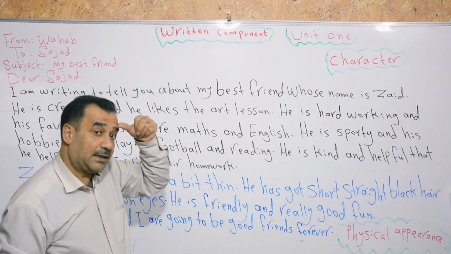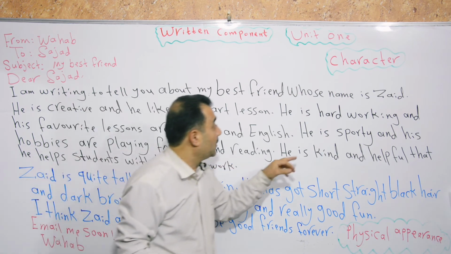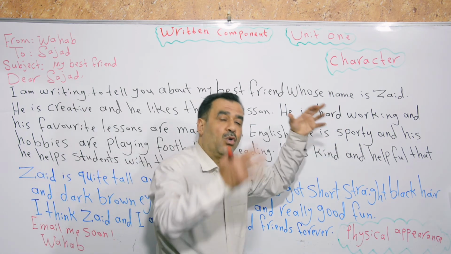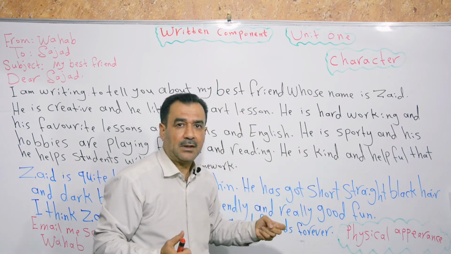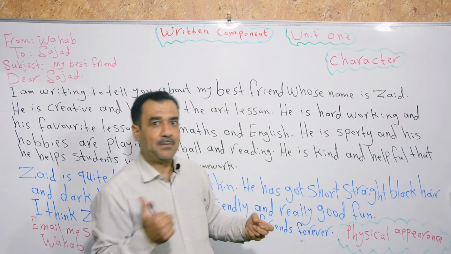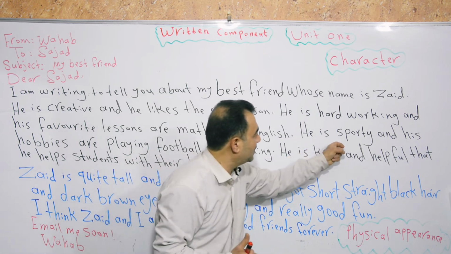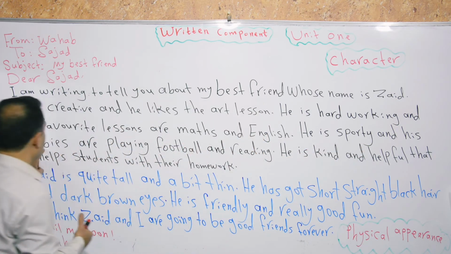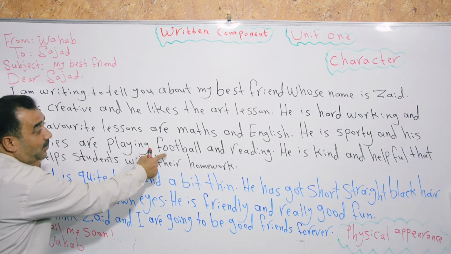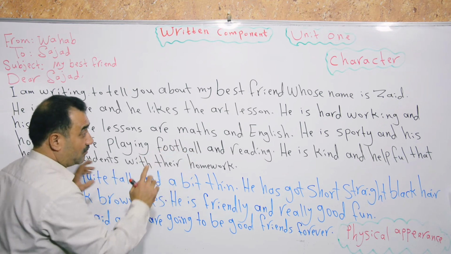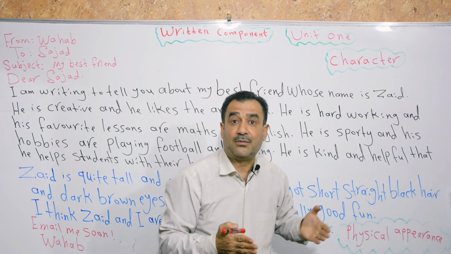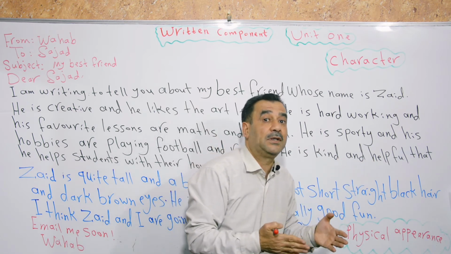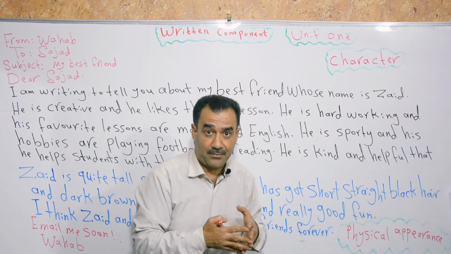Now, another description. He is sporty. We can connect sporty with what? He is sporty and hobbies. He is sporty and his hobbies are playing football and reading. When I say he is sporty, he is what? He is good at football, he is good at volleyball, he is good at tennis, and so on.